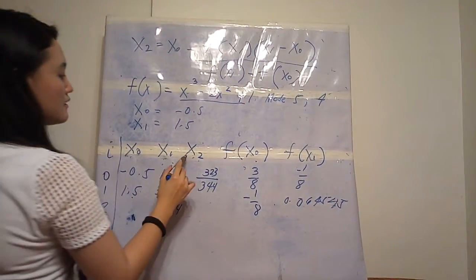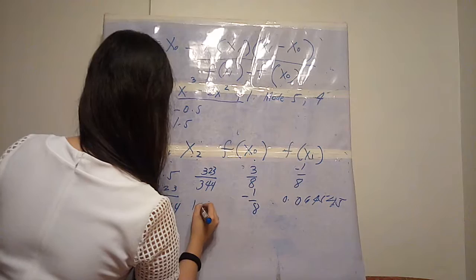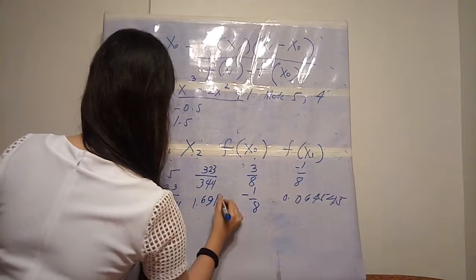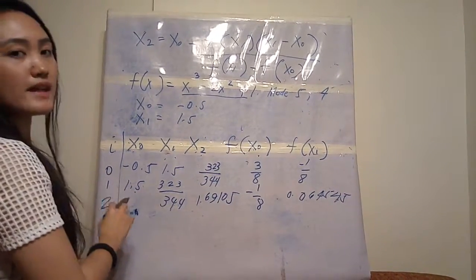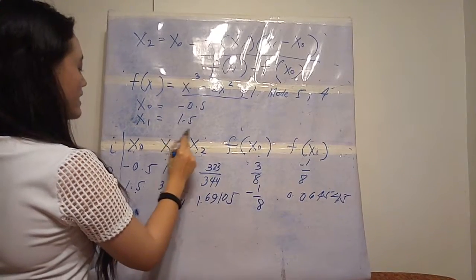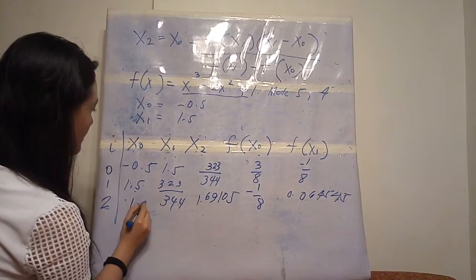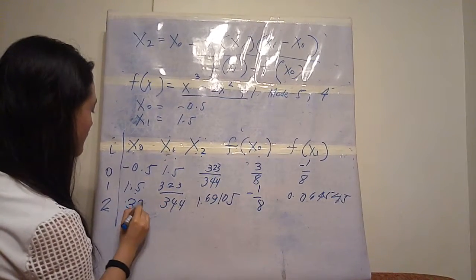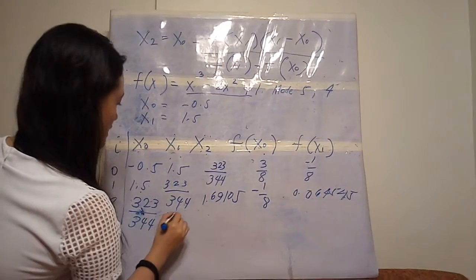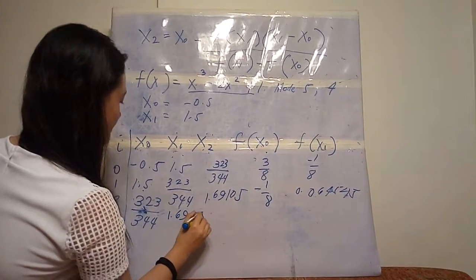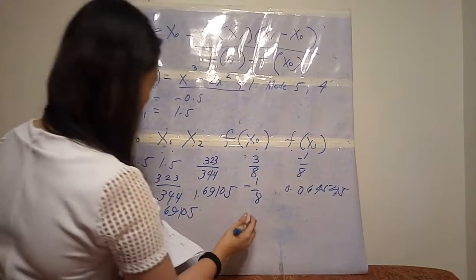After that, substitute all those values again, and our x2 will become 1.69105. Just repeat what we've done in iteration 1. Use the x1 and x2 values as the next values of x0 and x1, which are 323 over 344 and 1.69105. Get f of x0 and f of x1 just like in the first iteration.